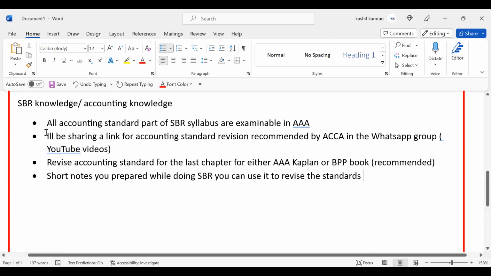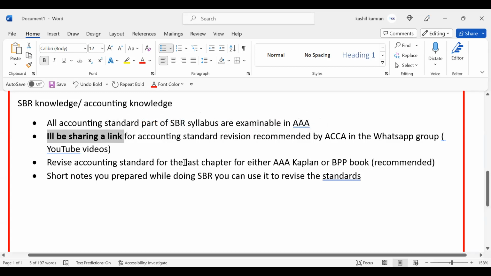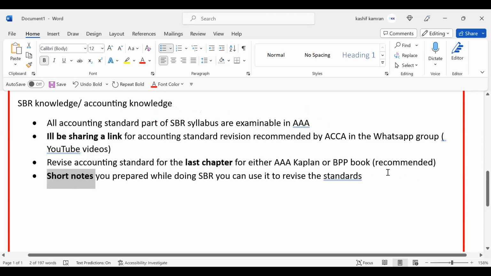I'll be sharing a link. That is one source. The last chapter of the book is one source. Or if you have certain short notes you prepared when you were doing SBR, that's one source. So this is where the accounting knowledge will come from.